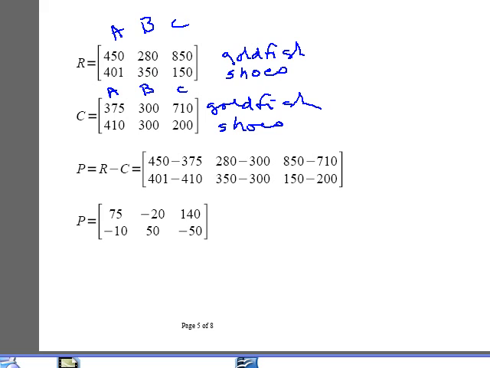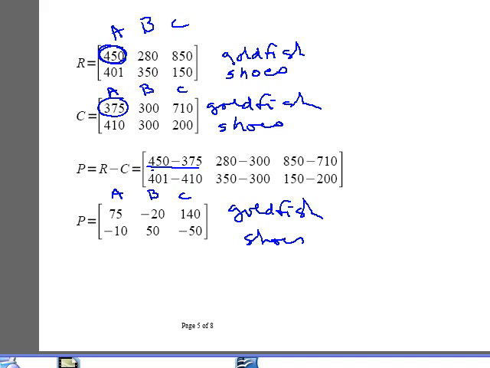So here's how you subtract. You select the entry in row 1, column 1, from this entry, row 1, column 1, and that's where I get my new row 1, column 1. It's going to be 450 minus 375. When I get done with the profit, here's locations A, B, and C. Again, we have goldfish and shoes. Okay. This means my profit at location A from my sale of goldfish was $75.